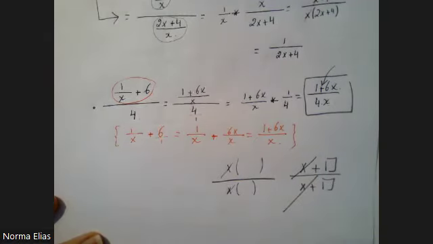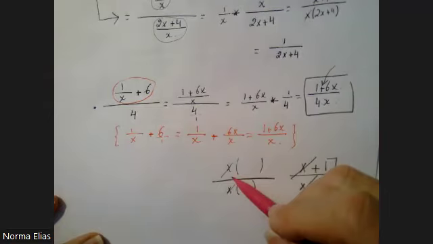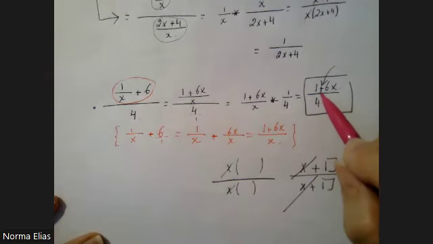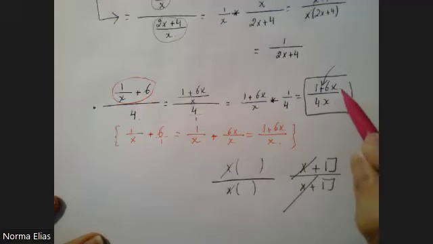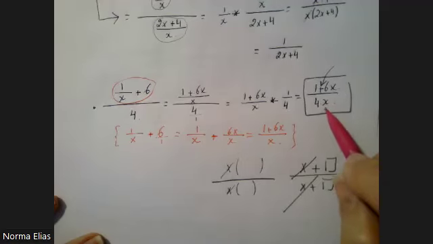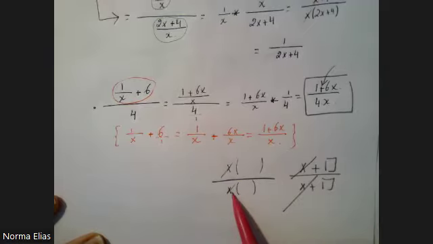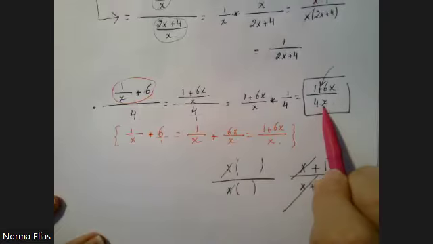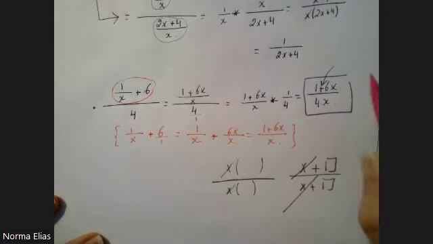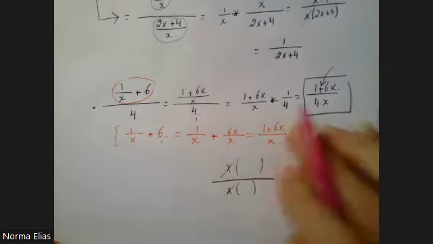So here, I don't have x as a factor of the numerator. It's added: 1 plus 6x. So I cannot simplify it with this x. I can only simplify it if it's a factor of the numerator and a factor of the denominator. It is in the denominator, but it's not in the numerator. We cannot simplify. So that should be the answer.